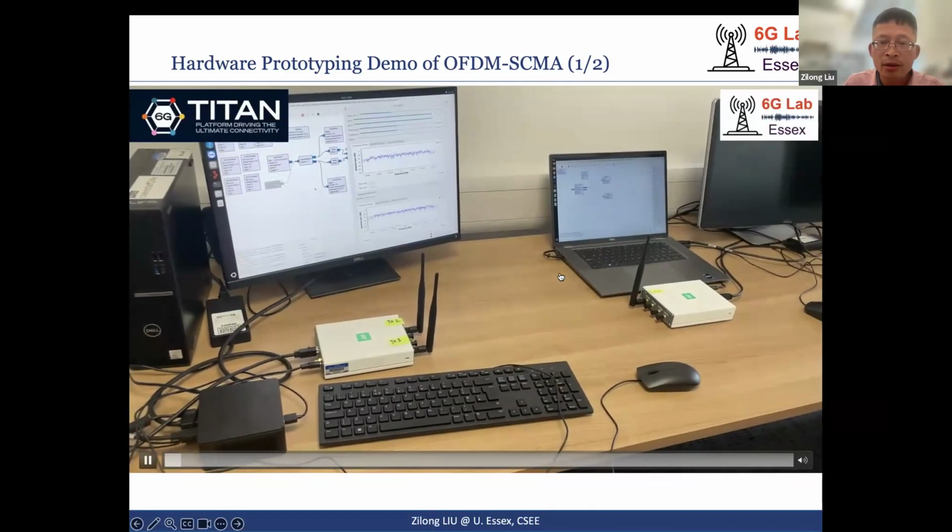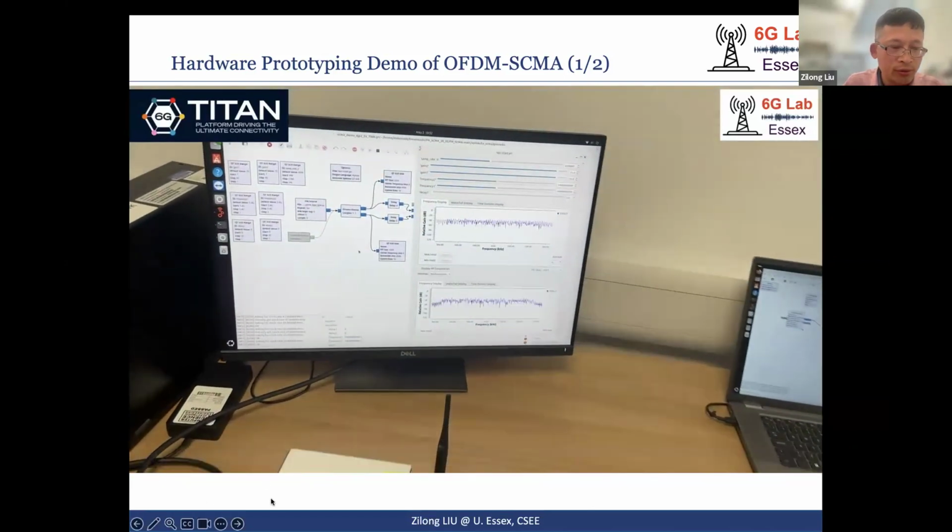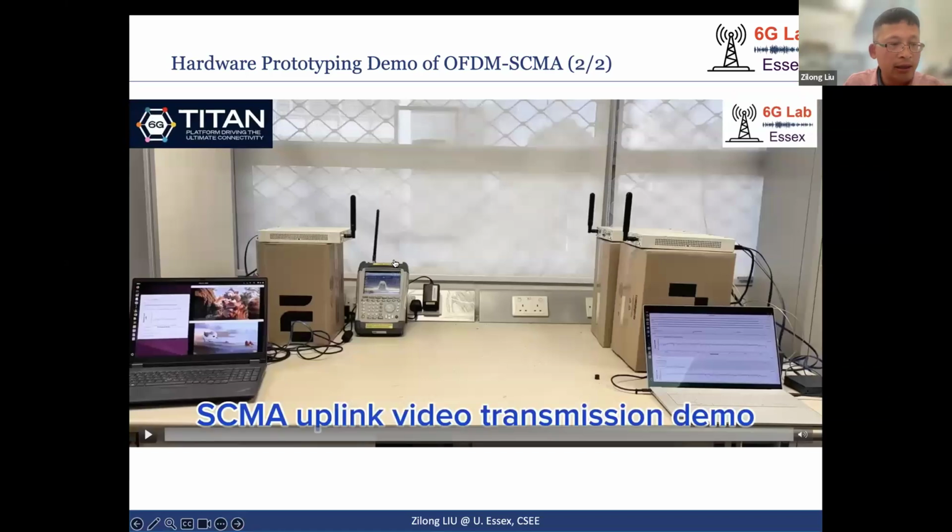In the second demo, I'm going to show you the video transmission, where we have two transmitters to emulate the uplink transmission. Three users are grouped in one transmitter, and the remaining three users are grouped into the second transmitter. Since it is a video transmission, it is actually pretty challenging. So I can show you this video now.